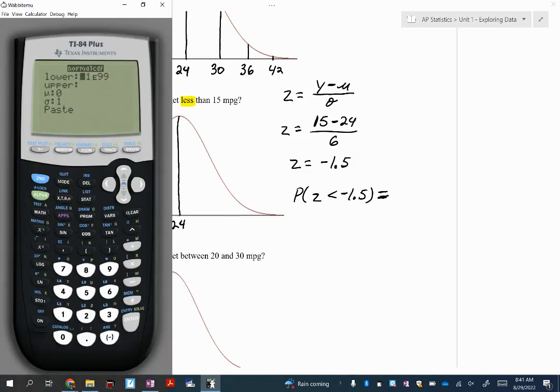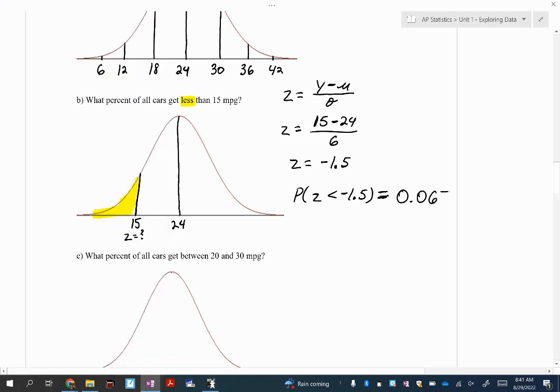So my lower number is going to be negative infinity, which I usually just use as negative and a bunch of 9s. And then my upper number we said is negative 1.5. So if I hit enter after that, we've already standardized. So the mu is 0, sigma is 1 for this model, and we hit enter, we get 0.067. All right, so if I round that to find the actual percent, the answer for this is going to be 6.7%. So when I think about the percent of all cars in our state that get less than 15 miles per gallon for their fuel efficiency, I'm expecting that percentage to be 6.7%.